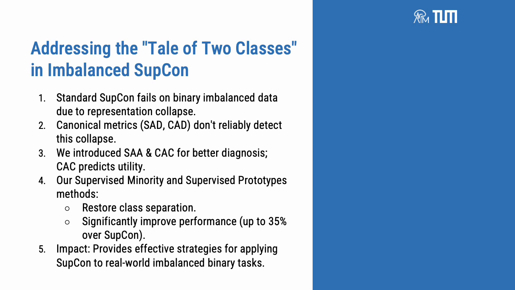So to pull it all together, standard SupCon fails on binary imbalanced data due to representation collapse. The canonical metrics of alignment, sample alignment, and class alignment distance do not reliably detect this collapse. That's why we introduce sample alignment accuracy and class alignment consistency for better diagnosis, and especially useful is our CAC for also predicting downstream utility. And we give two fixes, supervised minority and supervised prototypes, that restore the class separation and significantly improve performance up to 35% over SupCon. And we show that these are effective strategies for applying SupCon to real-world imbalanced binary datasets.